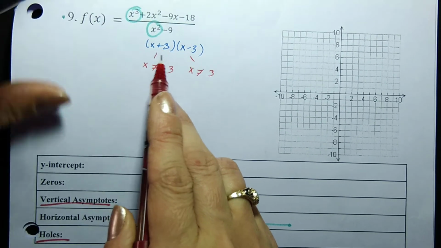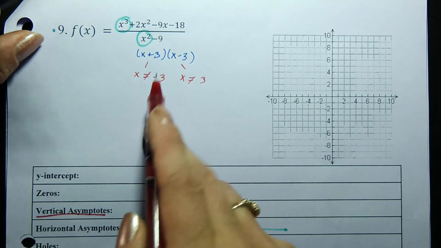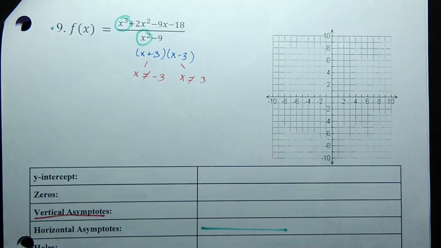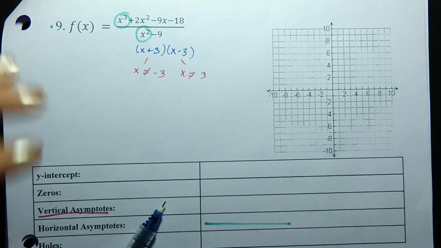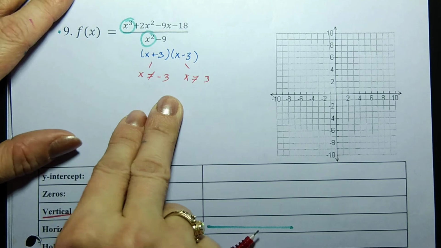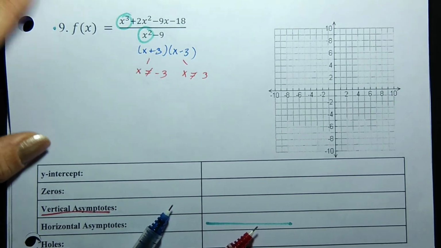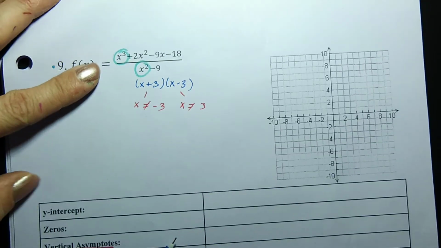So set x plus 3 equal to 0, and it's x equals negative 3; x minus 3 equal to 0, it's x equals positive 3. You need to know which restriction goes with which factor, because that's how you will classify it as a hole or an asymptote. So we know those are our two restrictions. We don't know if we're going to have asymptotes or holes there. So what do we need to do at the top?